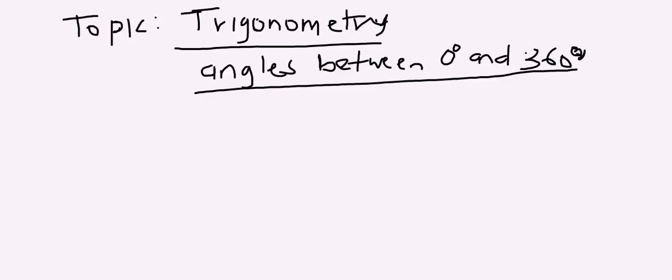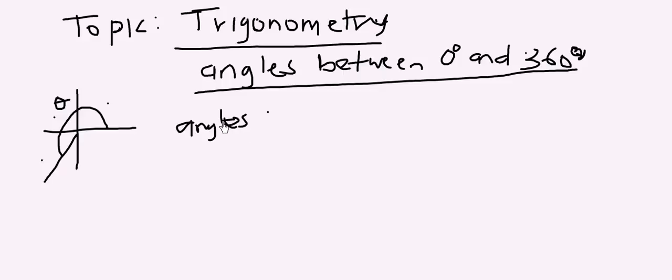We're still looking at angles between 0 degree and 360 degree. We have looked at angles in the first quadrant and second quadrant, and here I want to look at angles in the third quadrant. Something of this sort. So here, see we have this as theta. Angles in the third quadrant, this is first, second, and third. So looking at angles in the third quadrant.